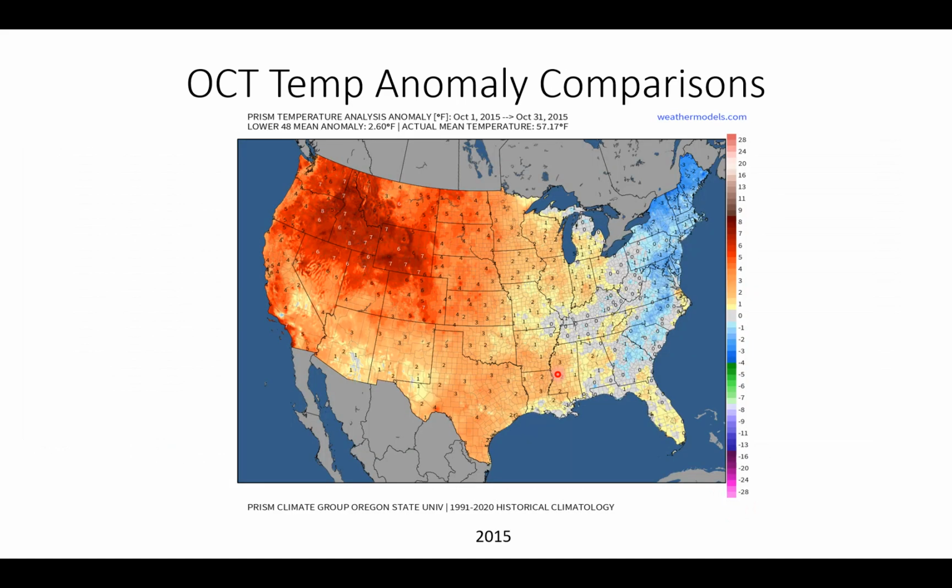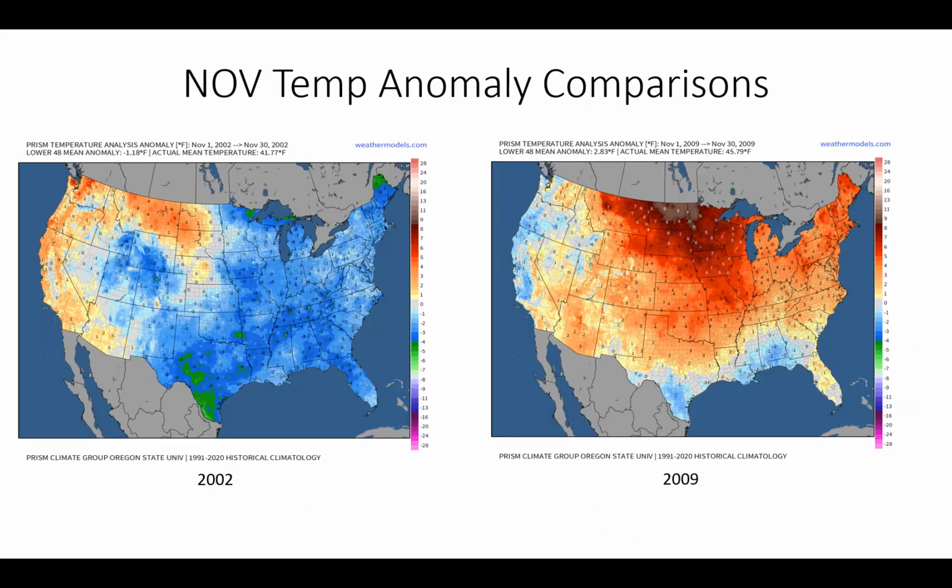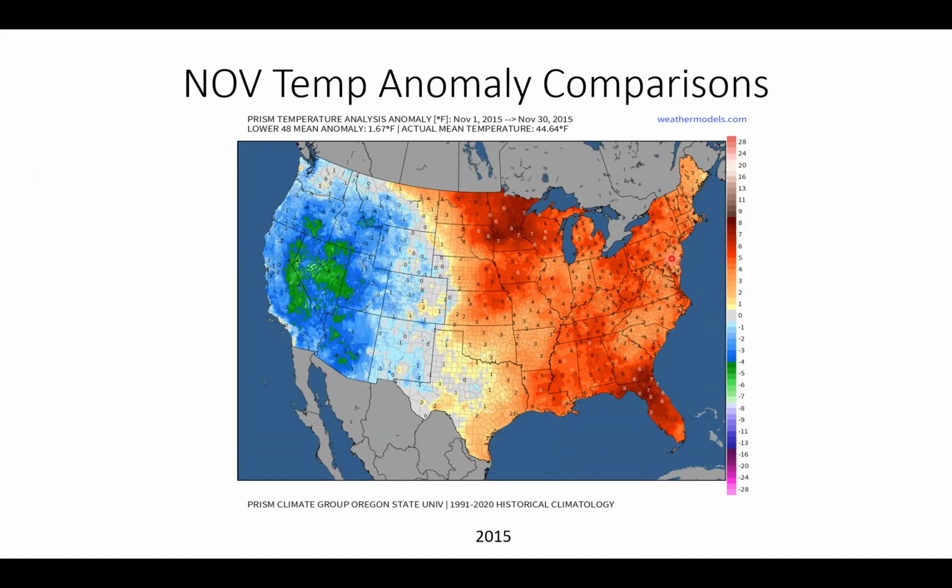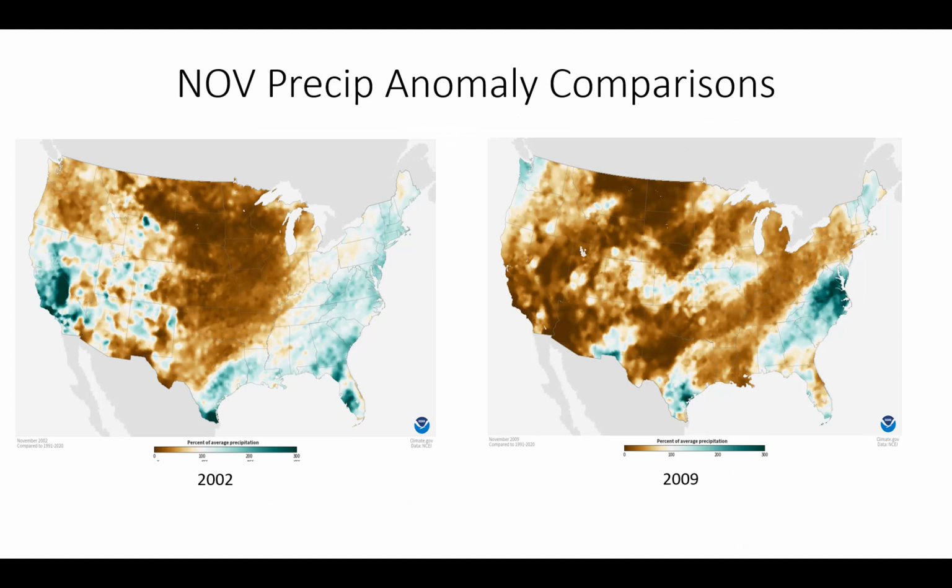Again, let's go back here. I want to look at this one more time. So this was October of 2015, just slightly cooler than normal on the East Coast, but a lot of the U.S. is well above normal. And let's go back now to our current comparison, November of 2015. Look at this. I mean, we're well above normal here, east of the Rockies. The only location in November of 2015 that was below normal temperatures was west of the Rockies to the west coast. Let's look at the precip anomaly comparisons.